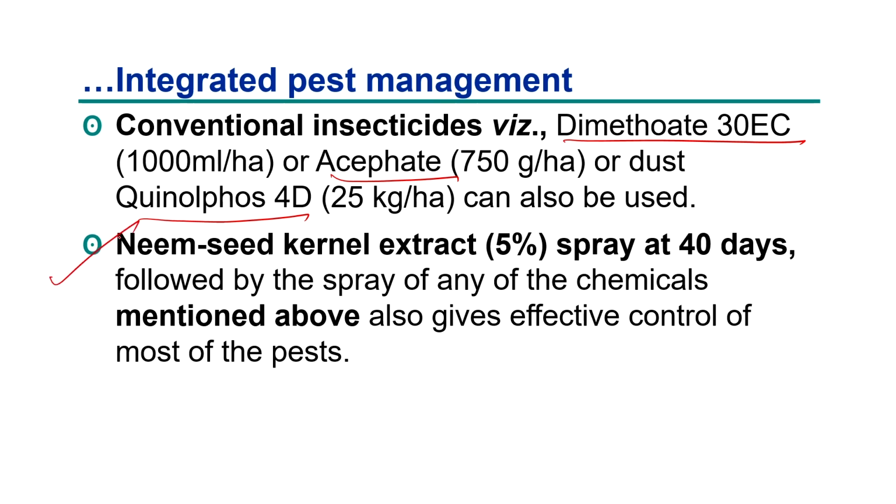One can also use the neem seed kernel extract 5% spray at 40 days, followed by the spray of any of the chemicals mentioned above. It also gives effective control of most of the pests. So you can see the insecticides which are being used to control aphid will also control most of the other insects too. So you need not take several insecticides to control different insects. One insecticide which is of broad spectrum nature can take care of almost all the insects.